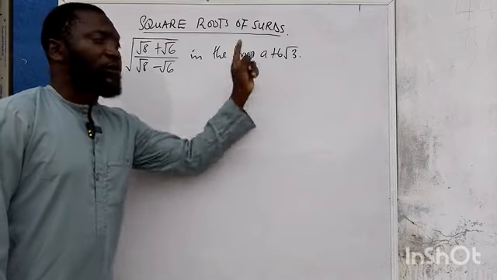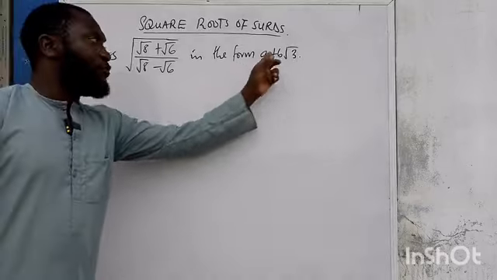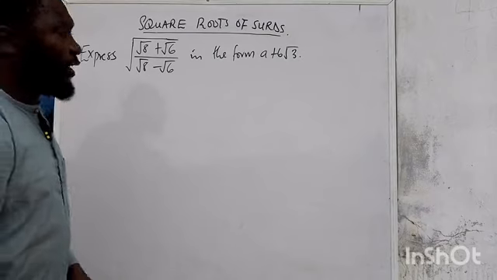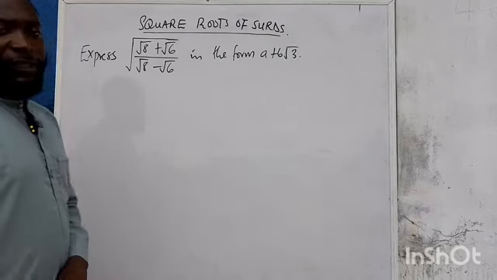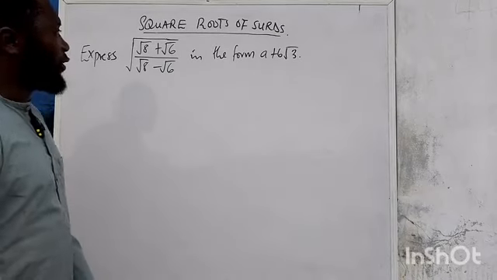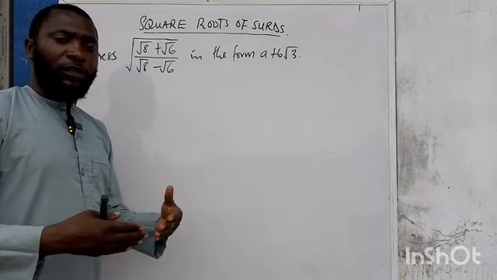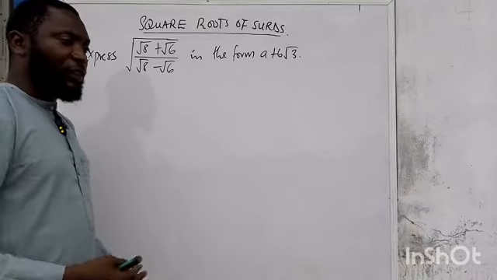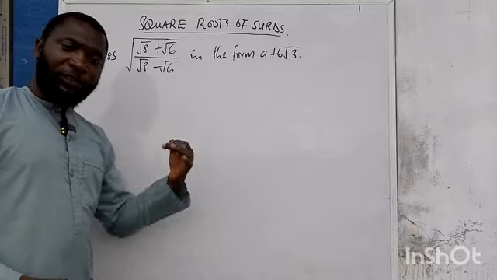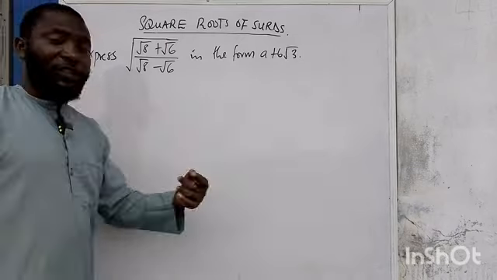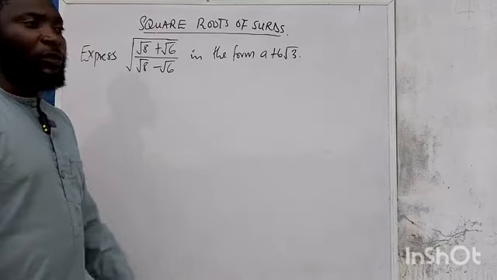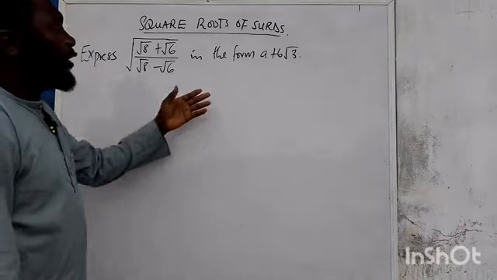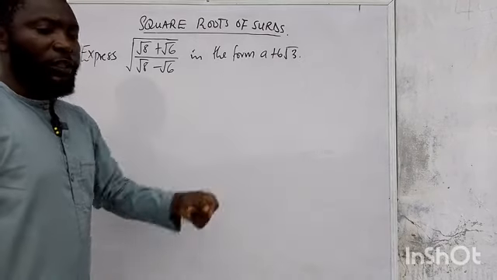a plus b root 3, where a and b are integers, or rather rational numbers. They are rational numbers because it's possible we have a fraction as our result, and it's possible we have an integer. An integer is a subset of the rational numbers, and a fraction is still a rational number. So we are expected to express this in the form a plus b root 3.